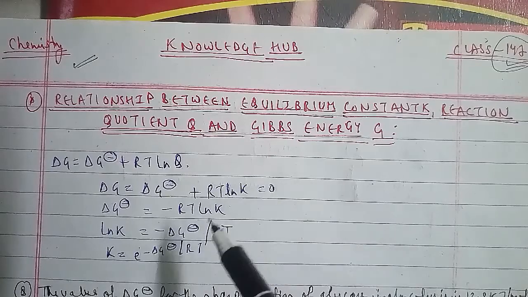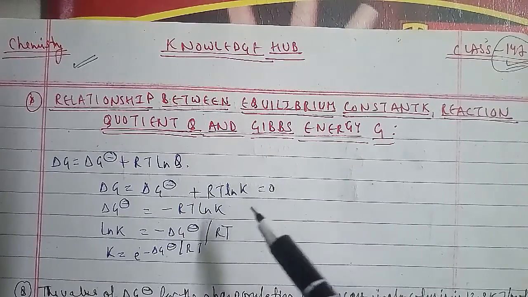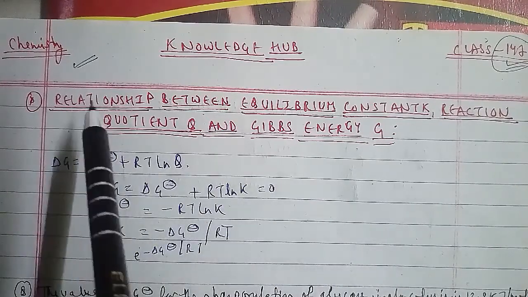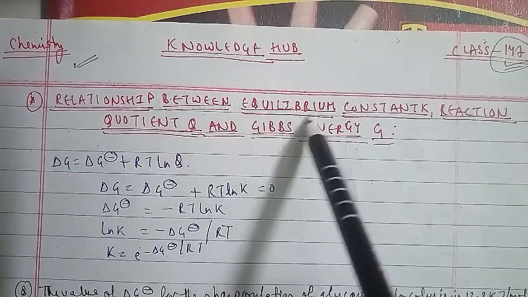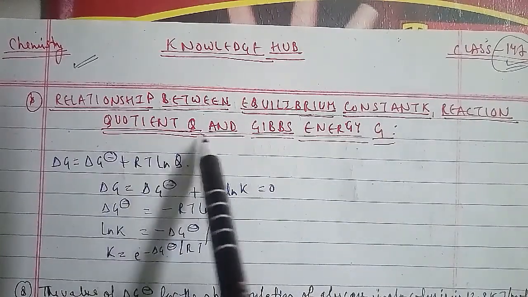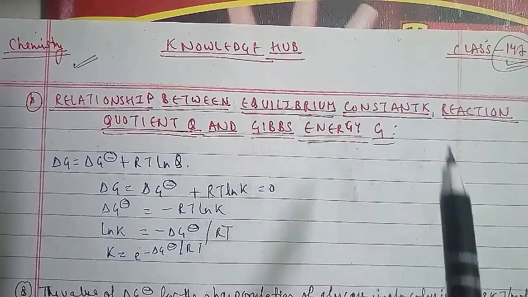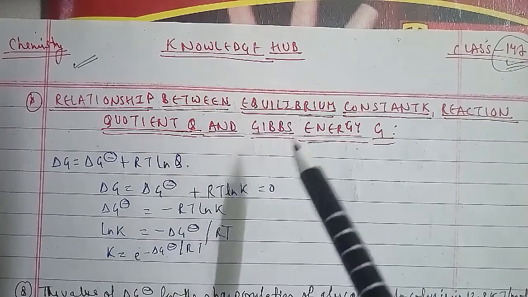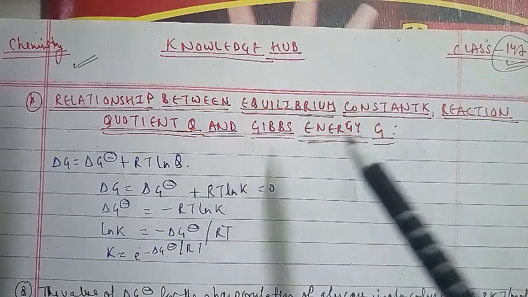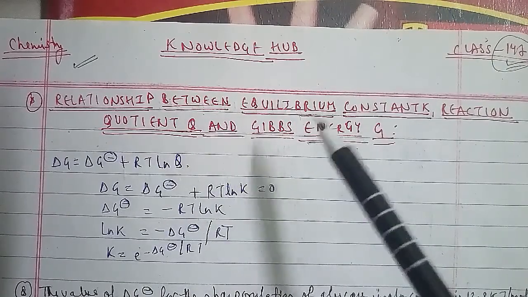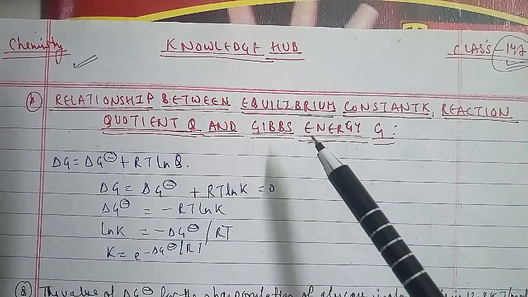आज के टॉपिक में, we will discuss the relationship between the equilibrium constant, reaction quotient that is Q, and the Gibbs energy that is G here. Before starting with this, we have to know some things related to the equilibrium constant that is K, reaction quotient that is Q, and the Gibbs energy that is G.